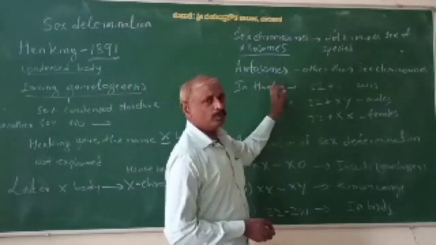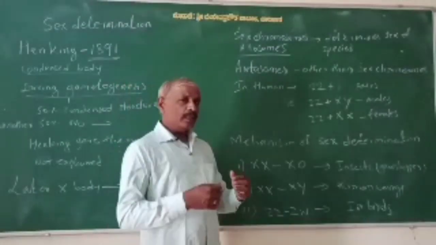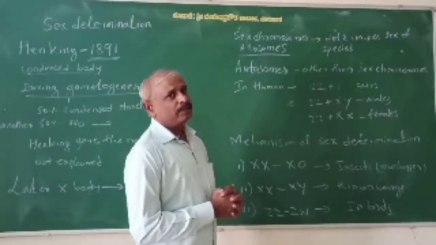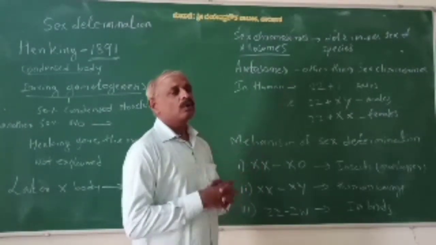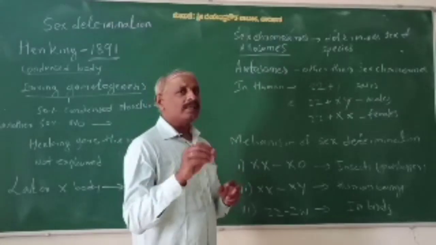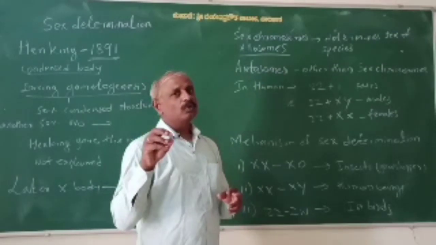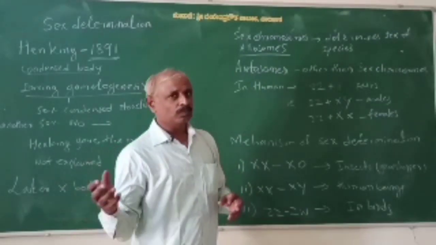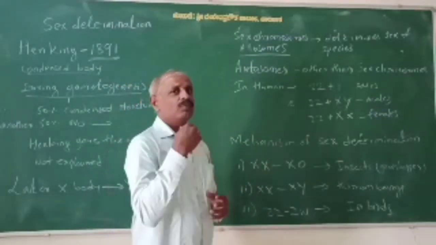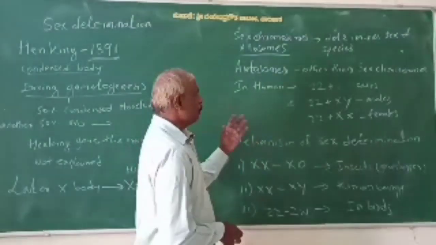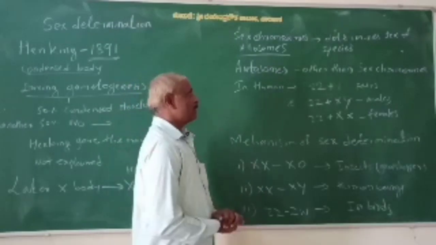The chromosomes other than the sex chromosomes, we generally call autosomes. So what are allosomes? Allosomes are the chromosomes which determine the sex of the species. What are autosomes? Autosomes are the normal chromosomes other than the sex chromosomes. These carry the characteristics of the body and other characters from generation to generation. Those are considered autosomes.